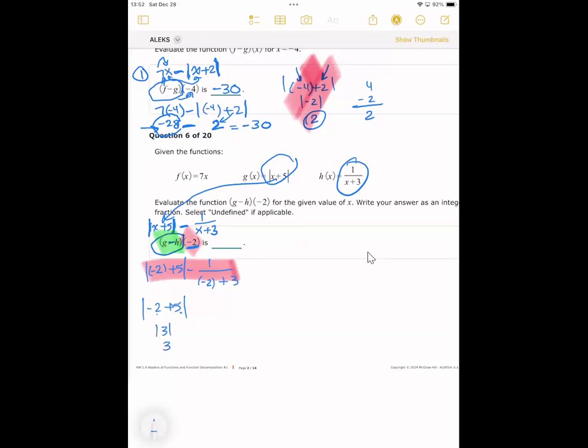What about this one? You have 1 over, I don't need those parentheses, I could drop them. Again, I have a negative and a positive number, so 3 take away 2 is 1. So I get 1 over 1, this is 1. And 3 take away 1 is 2. So the answer to this one is 2.